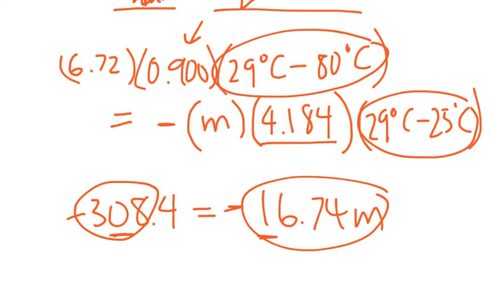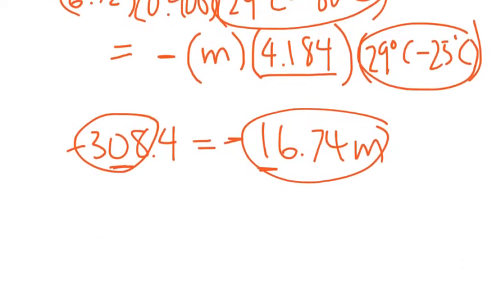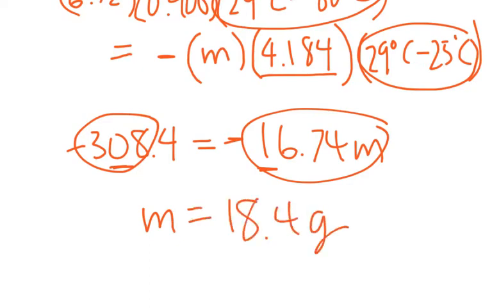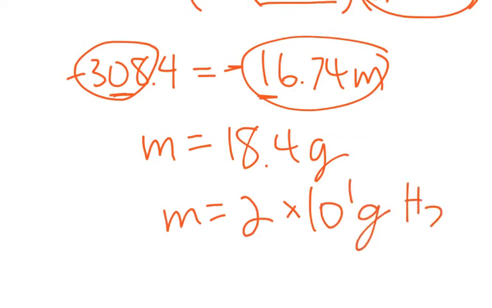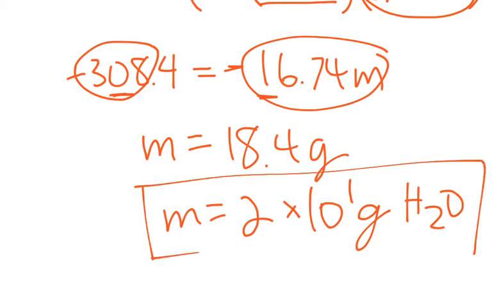So divide both sides by negative 16.74, so negative 308.4 divided by negative 16.74, and we get that the mass of the water is equal to 18.4 grams. But since we can only have 1 sig fig, we have to say that this is going to be 2 times 10 to the 1 grams of water, and this would be the answer.